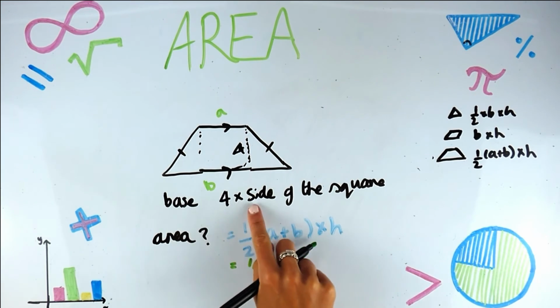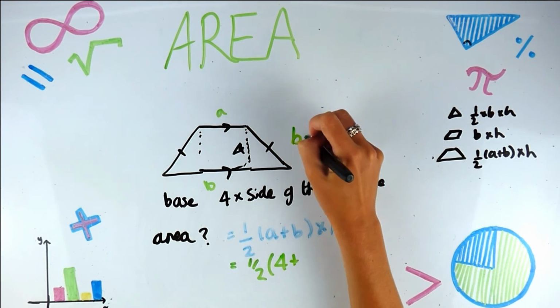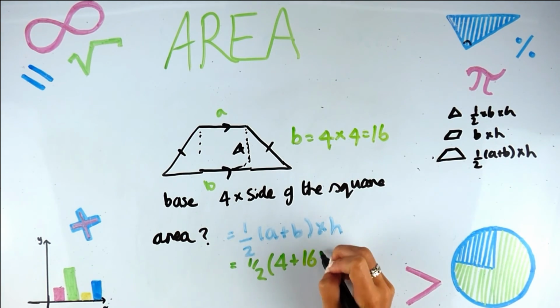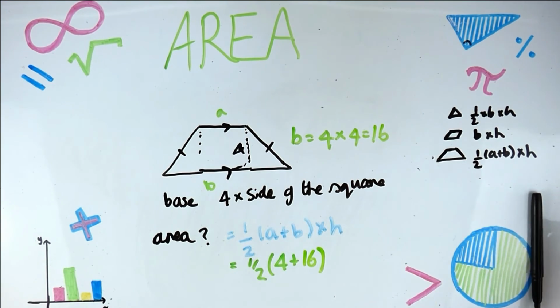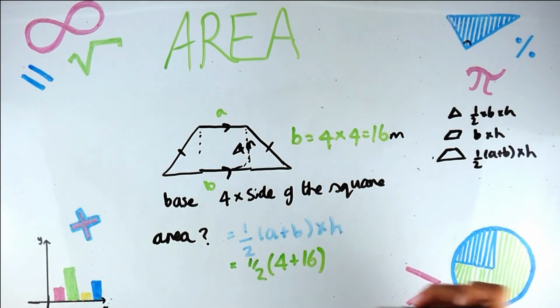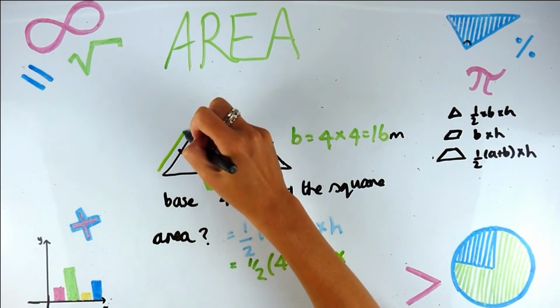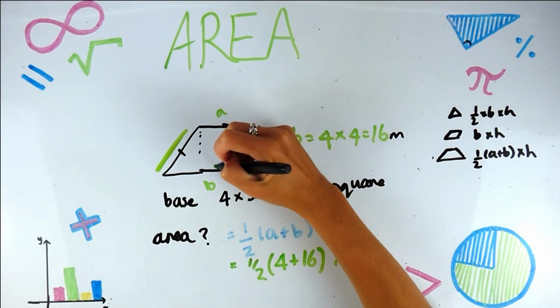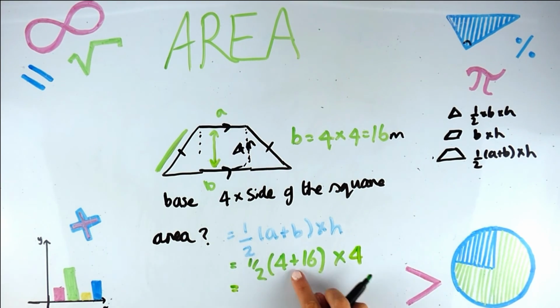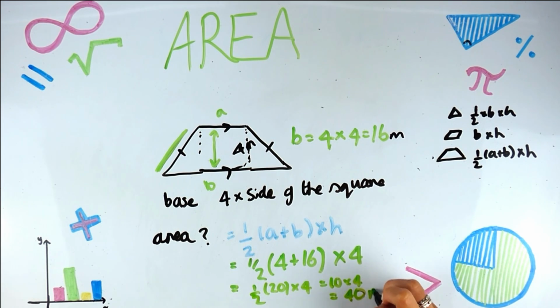Plus, and then it says the base is 4 times the side of a square. So the base is 4 times the side of a square, which is 4. 16. Should probably have put some units on this. Let's put some units on this. Let's go meters. Okay, times H, and then again H, this is not H, this here is H, and we've been given this 4. So there we go, 16 plus 4 is 20, 20 divided by 2 is 10, times 4, which equals 40 meters squared.